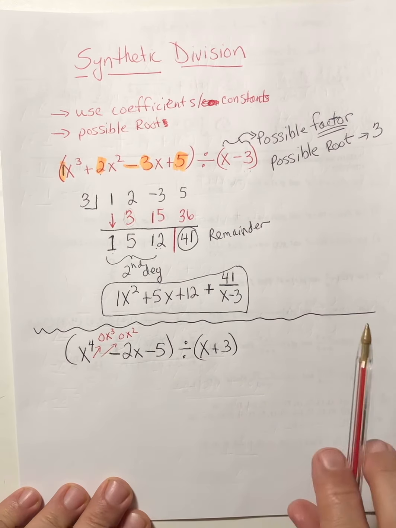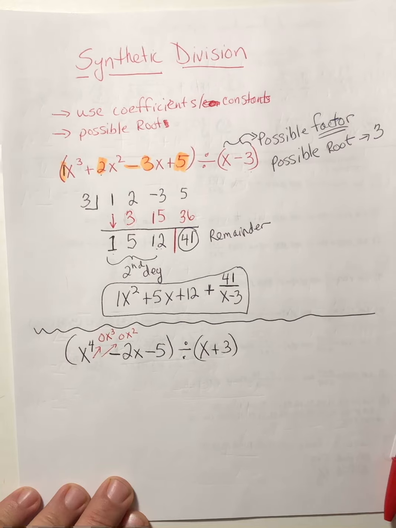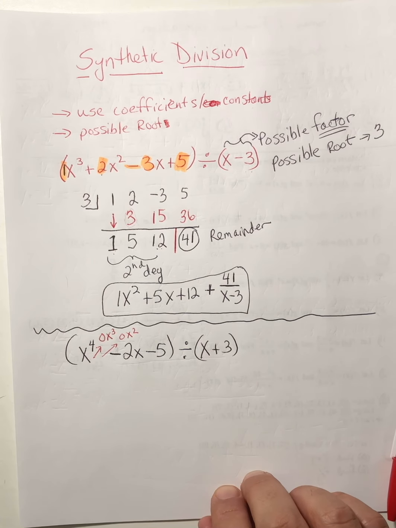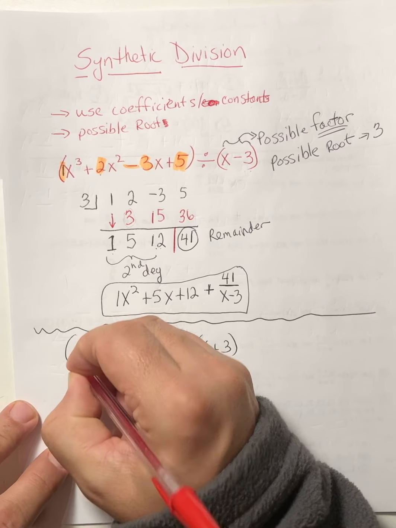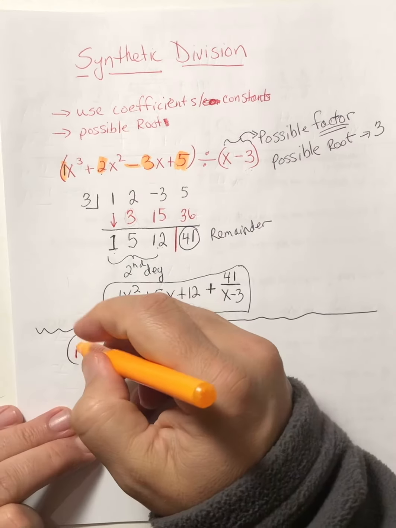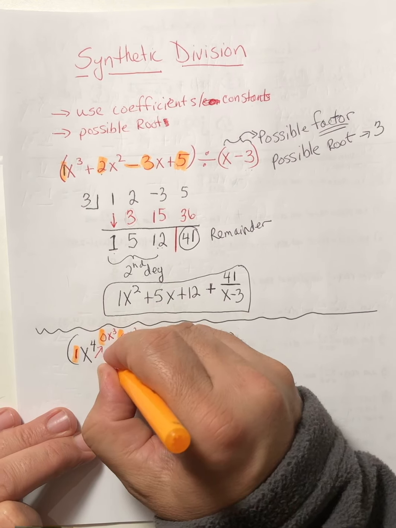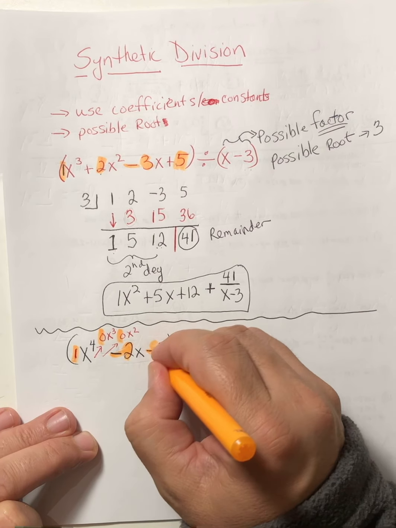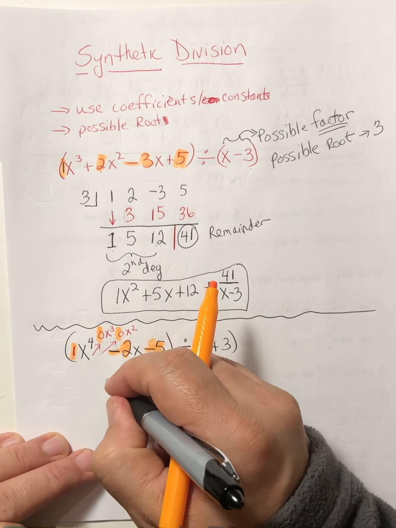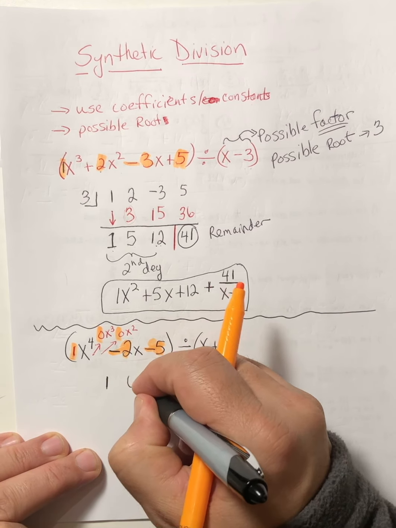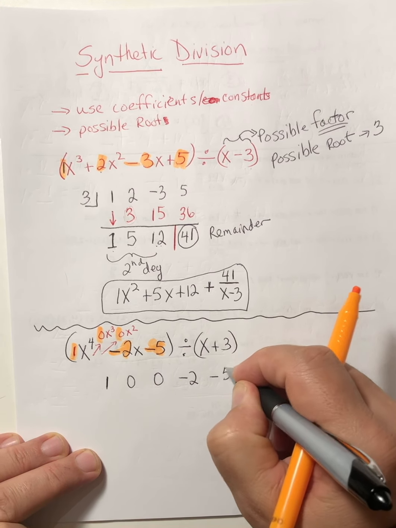Okay? So let's set this up. So our coefficients then, remember there's a 1 in front here. If you need to see it, put it in for yourself. So our coefficients are a 1, a 0, a 0, a negative 2, and a negative 5. So let me get those written down. So we have a 1, a 0, a 0, a negative 2, and a negative 5.